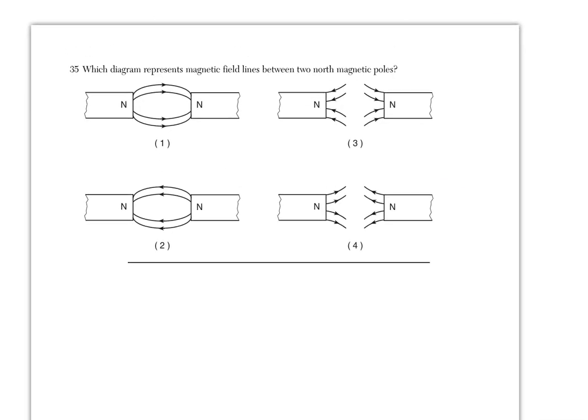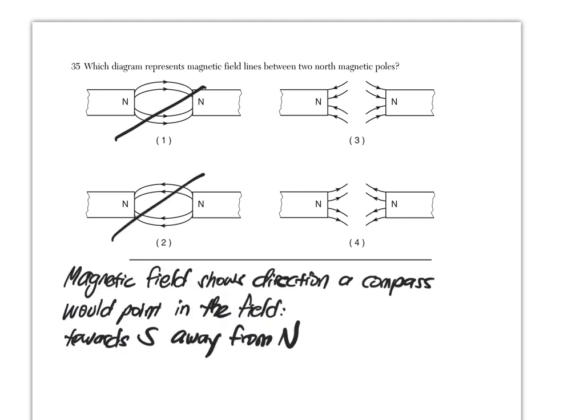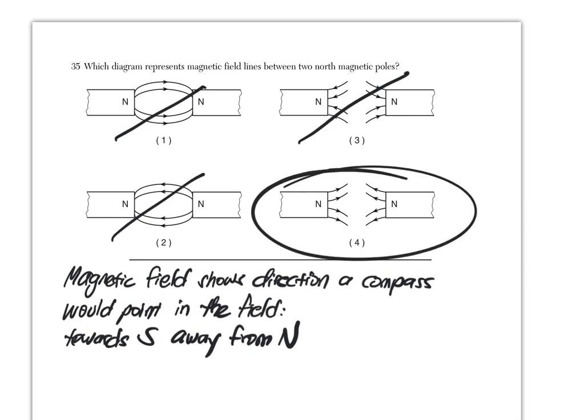And then finally we have our magnetic fields, remembering that magnetic fields show the direction a compass would point in the field, and now it's towards south and away from north. And so for the first one, we have away from north on the left, but not on the right, so no. Then for choice 2, we have away from north on the right, but going into north on the left. No. Then we have choice 3, going into north on both sides. Double no. But choice 4, coming out of north, away from north on both sides for both norths. Yup, that's my answer.